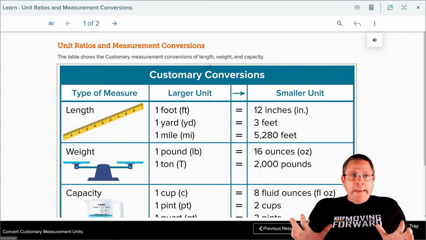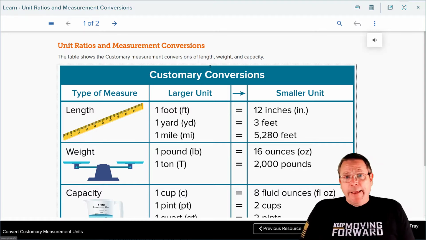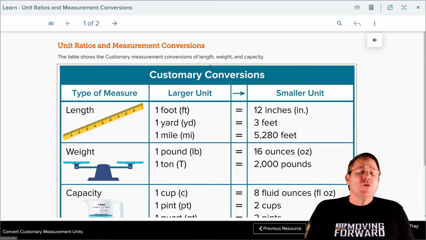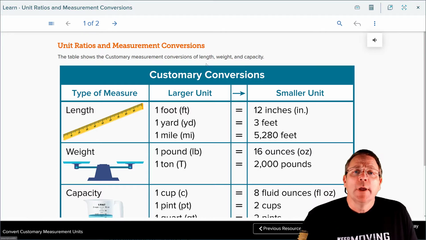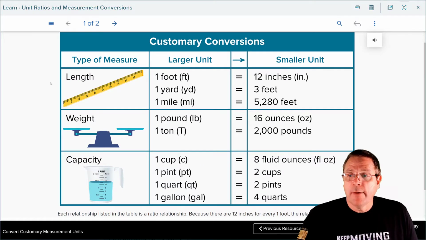Now, before we can get too deep into learning the new material, you guys need to copy down this customary conversions chart because there's really important things in this, and you really need to have all these memorized. These are units of measure that you're going to use your whole life. So take a minute and copy them down because we're going to need them.